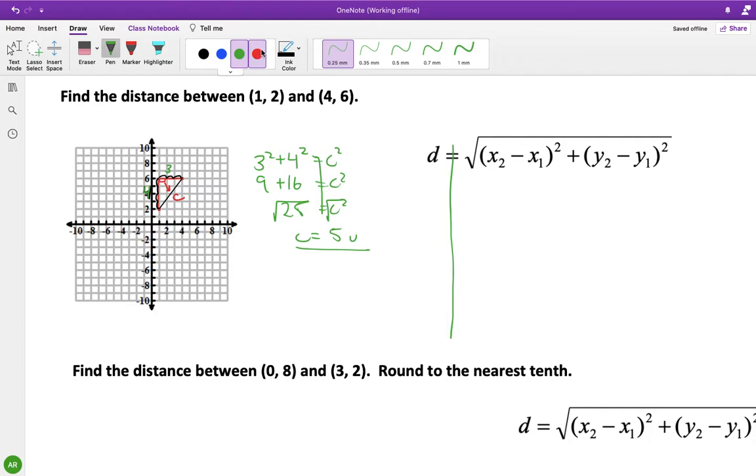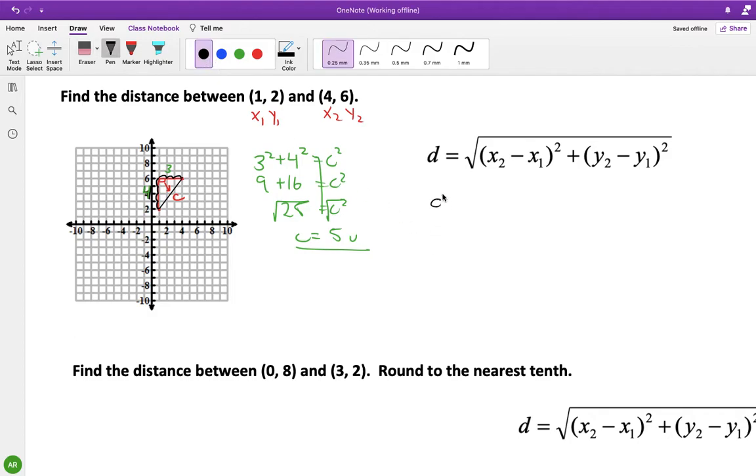All right, anywho, back to labeling these. I'm going to call this x1, which means this would be y1. I can call this x2, which would mean this is y2. So let's go ahead and plug that in based on the distance formula.